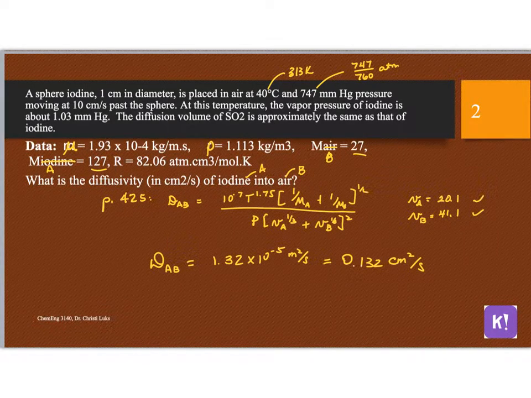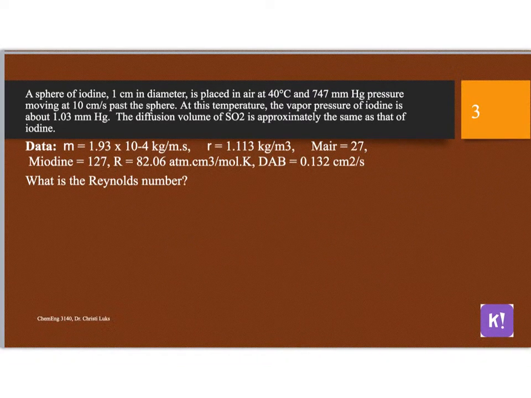Okay, so we found the diffusivity. The next piece is I've asked you to find the Reynolds number. In this case, I want you to use D as the characteristic length. That is an assumption, but for a sphere that seems the most reasonable assumption. So again, pause the video and come back and let's look at that answer.